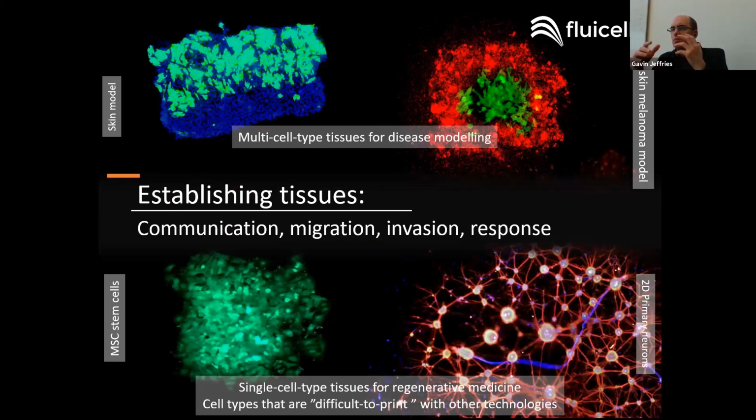We did some multi-cell type tissues, particularly for disease modeling, one being a simple skin model using different differentiated states of keratinocytes to establish a very simplistic skin model, but one which we can actually deliver compounds to and investigate the influence of those particular pharmaceutical compounds. We also have applied it to skin melanoma models to build up a melanoma model and look at what the size of the cancer area is and how that develops.